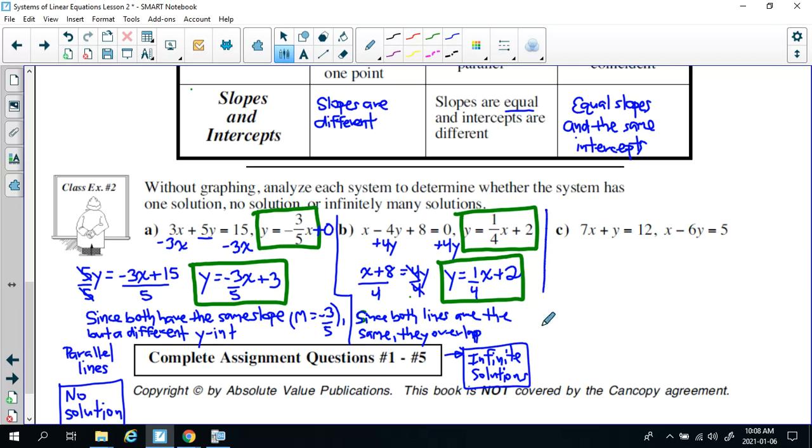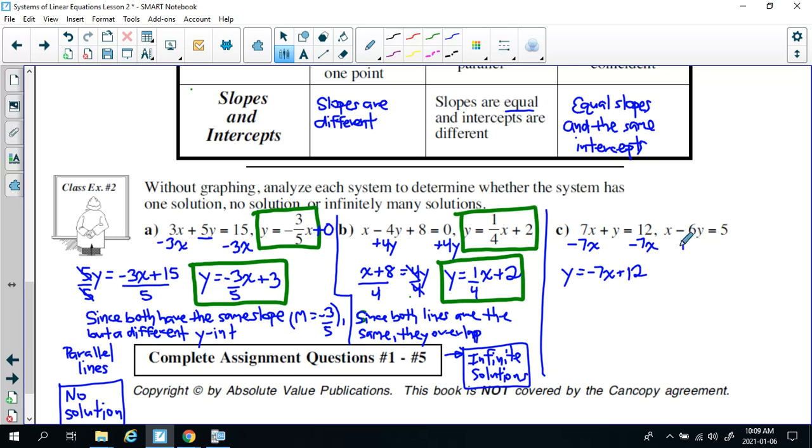Okay, and then finally, we have C. Both of these equations are not in y equals mx plus b format, so let's start off by getting them there. This one at least has y already, y with the coefficient of 1. So we're going to subtract 7x, and then y would be equal to negative 7x plus 12. Okay, that's the first equation. The second equation, we want to get y by itself, so we need to get the y term positive.